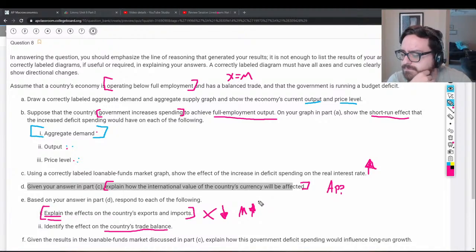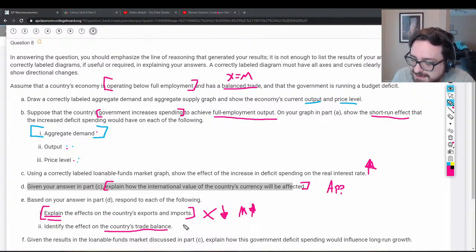Okay. Identify their trade balance. They did have balanced trade before. That's why this statement is here. Their exports used to equal their imports. They are now importing more, exporting less. This is a trade deficit. It just says to identify, so all you have to say is that this economy is now in a trade deficit. Again, answer, please, in complete sentences.